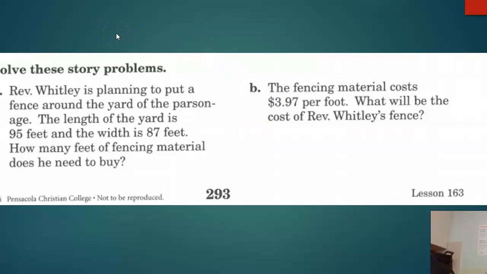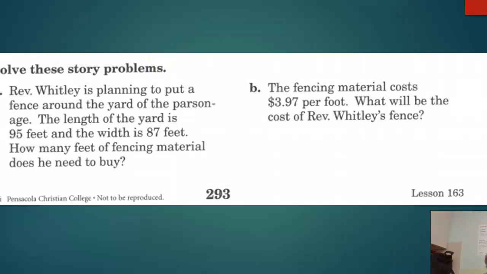Reverend Whitley is planning to put a fence around the yard of the parsonage. The length of the yard is 95 feet, and the width is 87 feet. How many feet of fencing material does he need to buy?